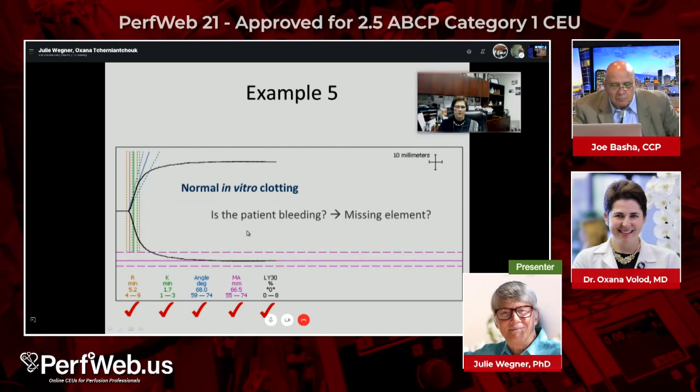And so, again, this is why I went over the missing elements at the beginning of the presentation, because now what are some of the missing elements that could happen? We could have a factor deficiency, and that's not going to show up on the TEG. Or we could have a platelet inhibitor, and again, that's not going to show up on the TEG because the platelets are being activated in the TEG sample by thrombin, which overrides most of those platelet inhibitors. So if you see a normal TEG and the patient is bleeding, these are a couple of things you can think about relative to that.